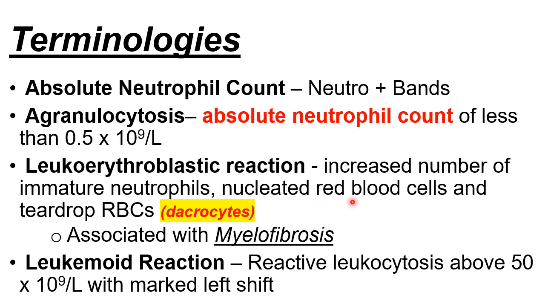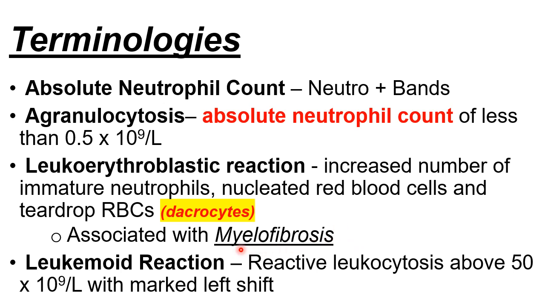And a type of your RBC anomaly, which is specific tayo dapat dito, teardrop RBCs. Ano ang ibang term for teardrop RBCs? This is also called as dacrocytes. And leukoerythroblastic reaction is commonly seen in patients suffering from myelofibrosis or in other books, primary myelofibrosis. So, di-discuss natin yan mamaya.